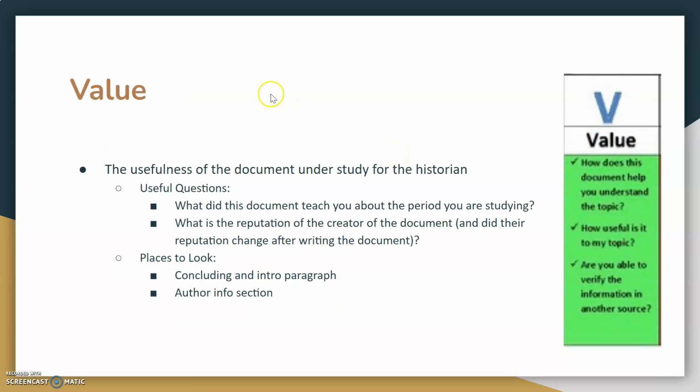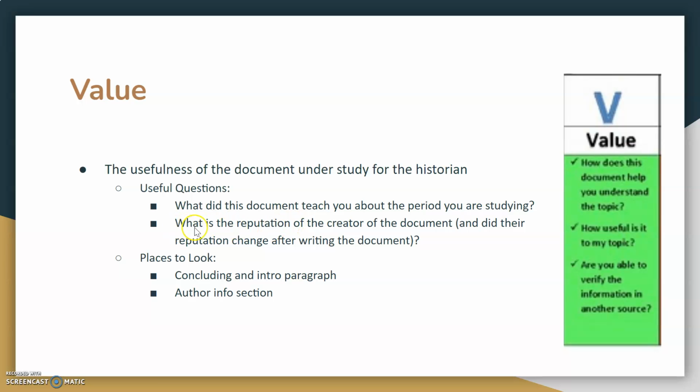Okay, value. The usefulness of the document under study for the historian. This is the part where you finish up the document or the information source, and then you reflect and say, why was this useful to me? What did I learn about the historical time period under question? So what did this document teach you about the period you are studying? Again, this is the definition, so you write that in the definition.